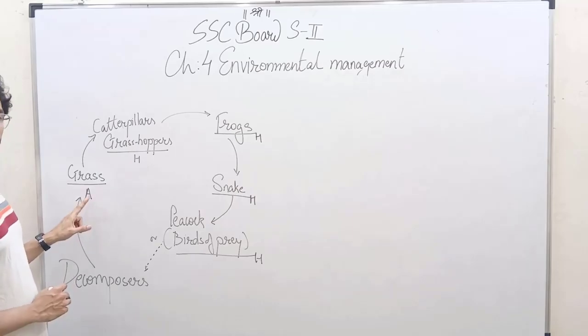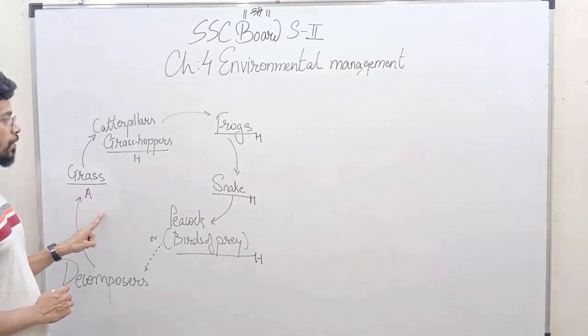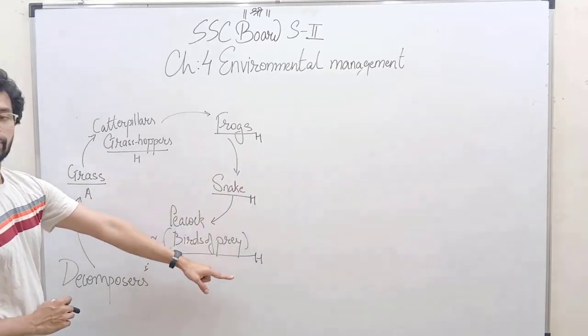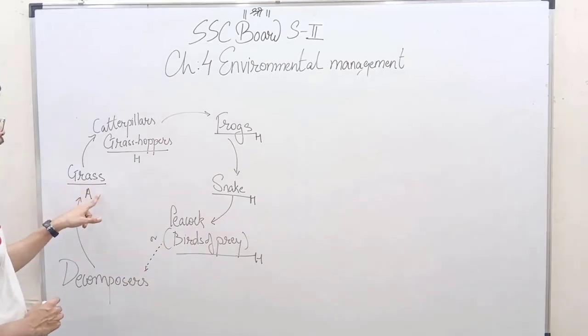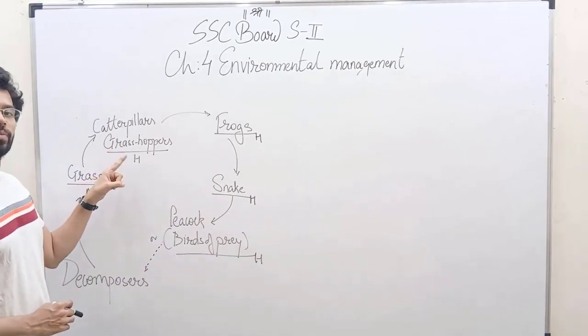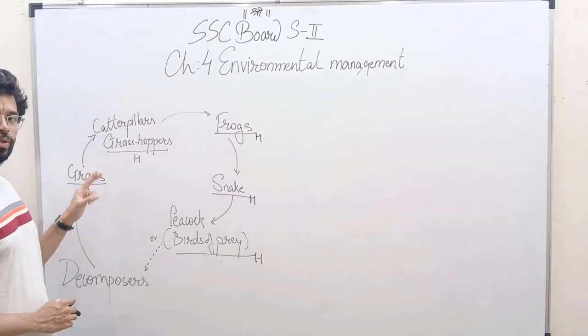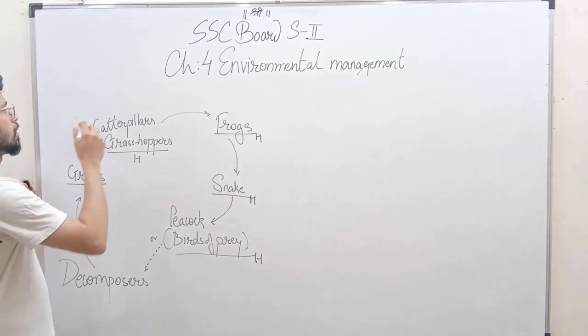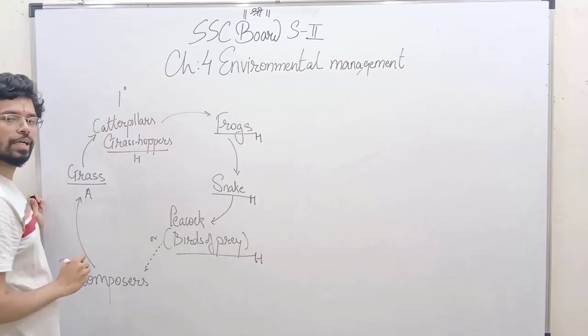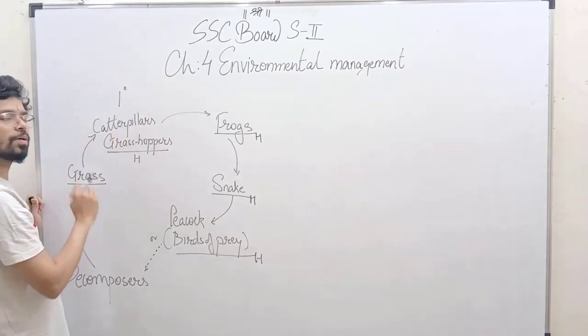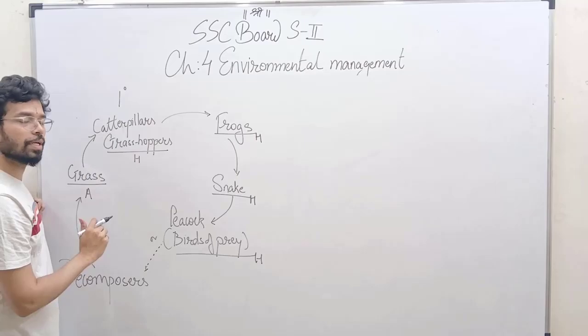So I have labeled them with A. A means autotrophs, and wherever you see the H labels, they are all heterotrophs. So grasses, grasshoppers and caterpillars survive on the autotrophs, so they become the primary consumers. I will write 1 degree over here. So your caterpillars, insects are your primary consumers.